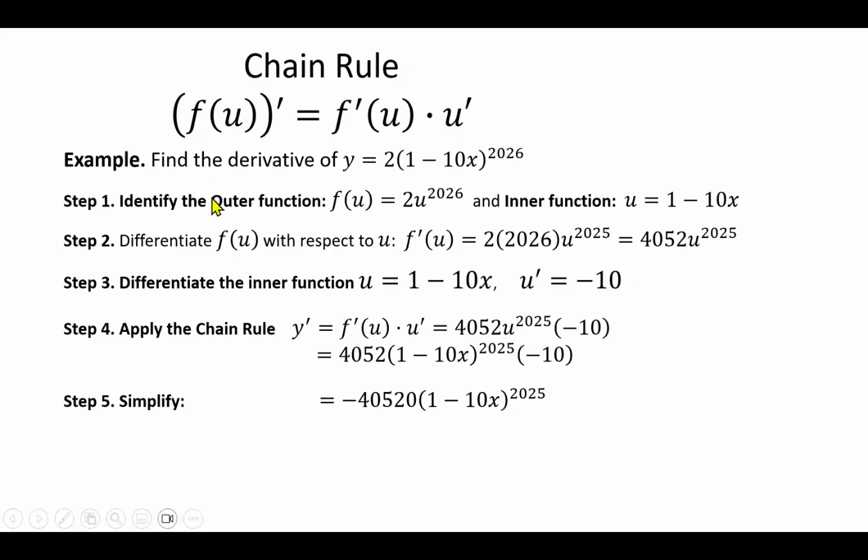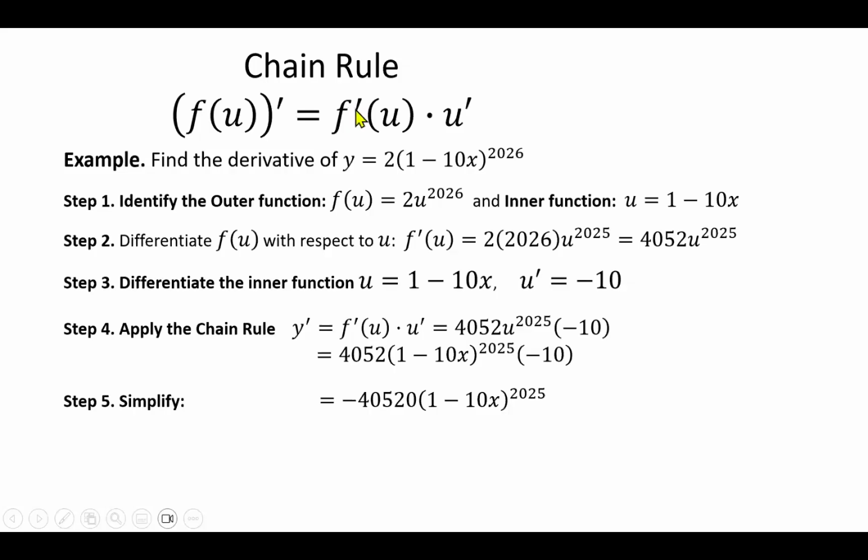So the idea is identify the outer and the inner function. So the outer function would be eliminating everything that is inside the parentheses. So the whole parentheses becomes the letter u. So the inner function is 1 minus 10x. And notice that the outer function, I write it as 2u to the power 2026. Now you apply this formula.